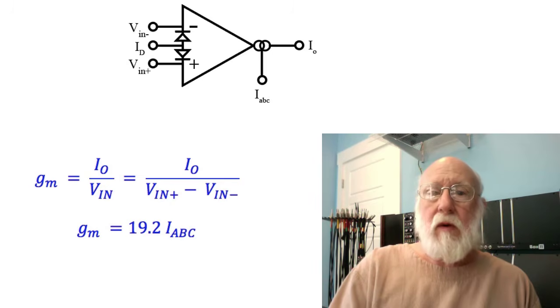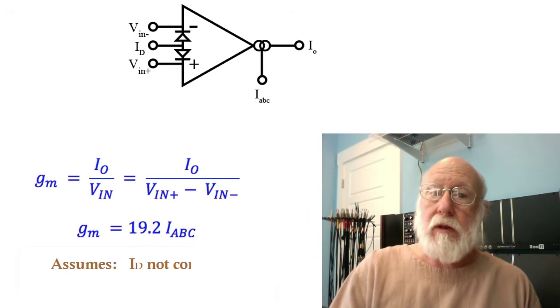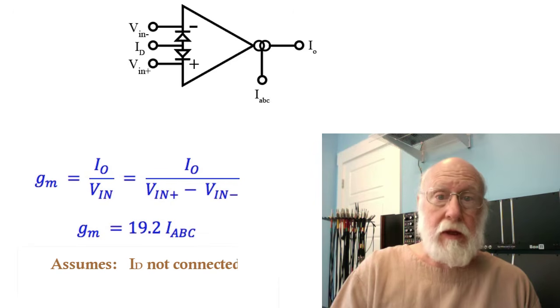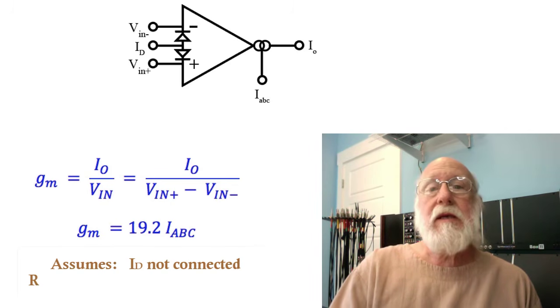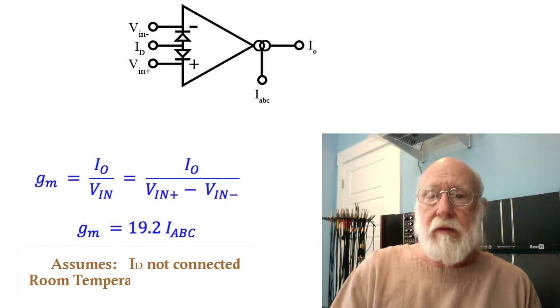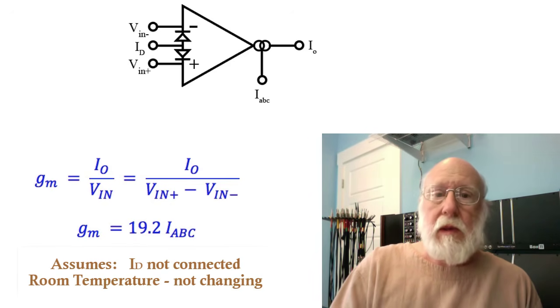Now that equation, 19.2 I sub ABC, does make a few assumptions. First of all, it assumes that you are not using the linearizing diodes, so that the input labeled I sub D is simply not connected. That's item number one. Item number two is this assumes that you're at room temperature and the temperature is not changing. We will look at this relationship in somewhat more detail in a later video.